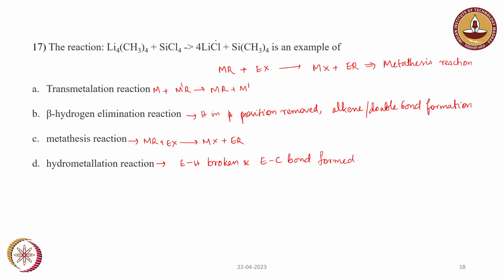So here the ligands are exchanged. Metal M here is lithium and R is CH3. E is silicon and X is Cl. So all the X is given to M. So here MX is formed and ER is formed. So it's a metathesis reaction. So option C is the answer.